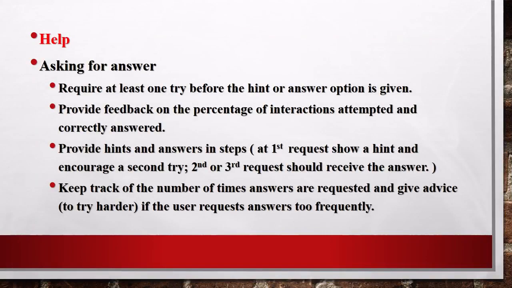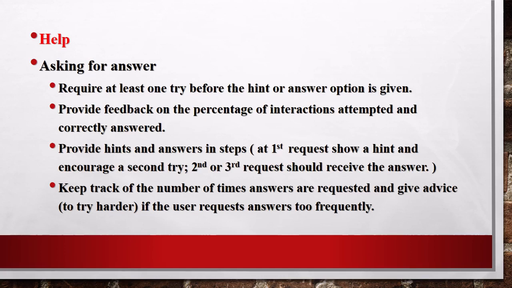Let's look at help. At times, if you give them questions, they try once, they try twice, then they ask for help to see the answer. That is the help we are talking about here. So, you must provide the percentage of interactions attempted correctly and answered. So, there are tutorials where you see the number of attempts and how many you have answered correctly. And that can inform you as to how to give the answers to them.